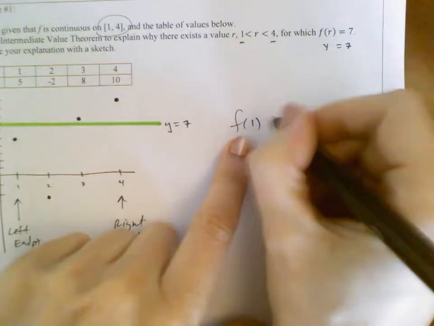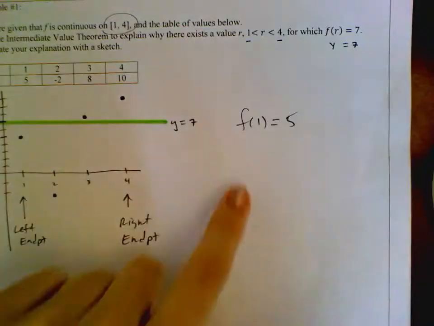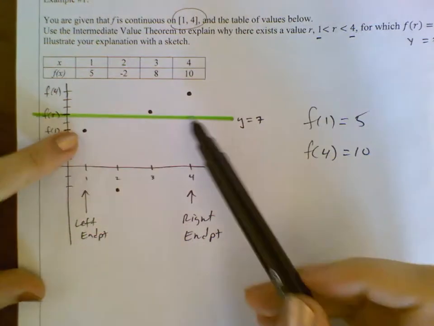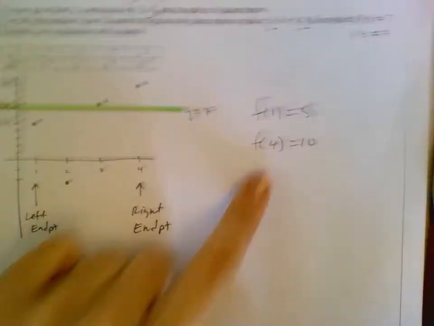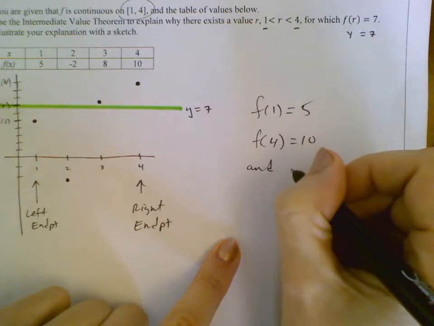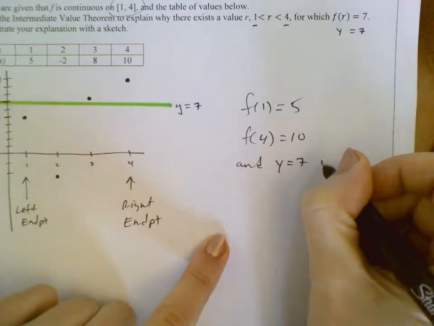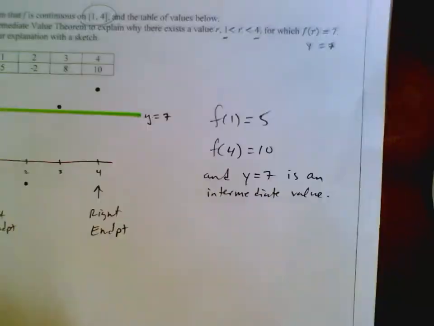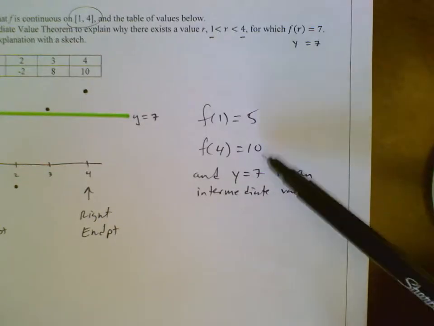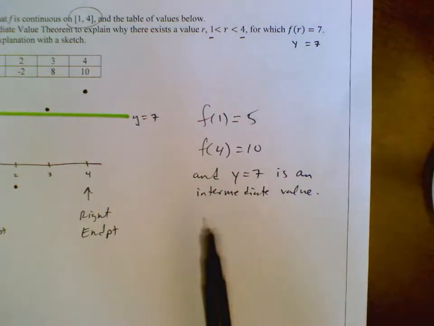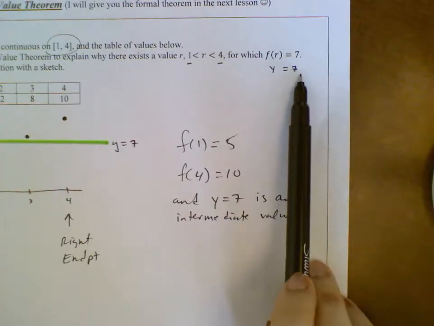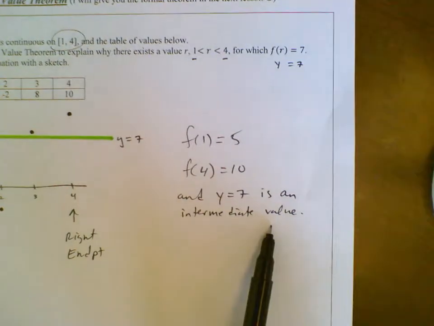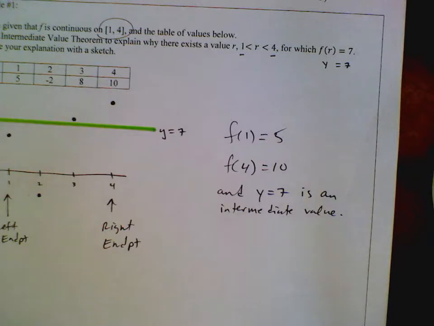You want to do f of the left endpoint and tell your reader what it is. It's 5. I'm getting that from the table. And then for the right endpoint, f of 4 is 10. I'm getting that from the table, and I've got those points there. So f of 1 is 5, f of 4 is 10, and y equals 7 is an intermediate value. So you're telling your reader that this y value that we need to explain has an x value is an intermediate value between the y values of the endpoints of the interval.